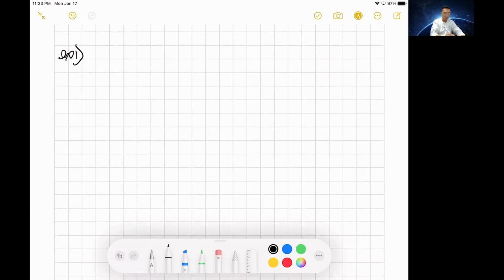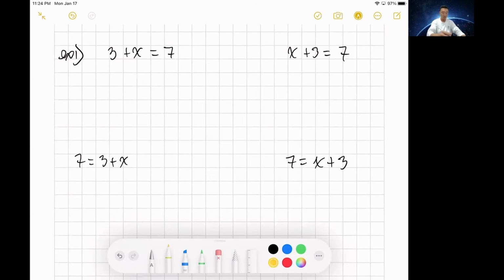Okay, let's try something like 3 plus x equals, let's go with 7. x plus 3 equals 7. Let's go with 7 equals 3 plus x. 7 equals x plus 3. Again, same exact problem, 4 different setups.